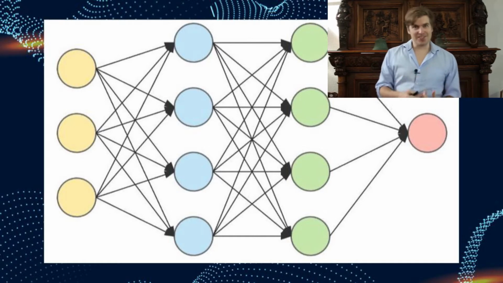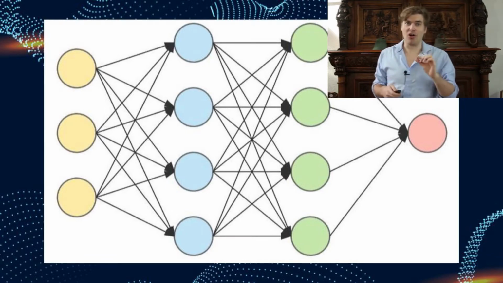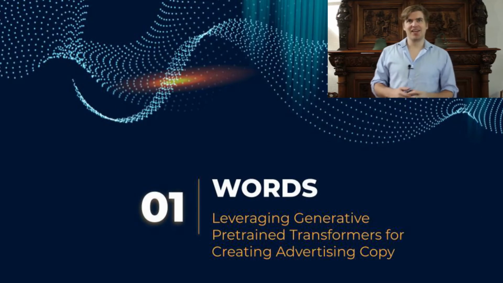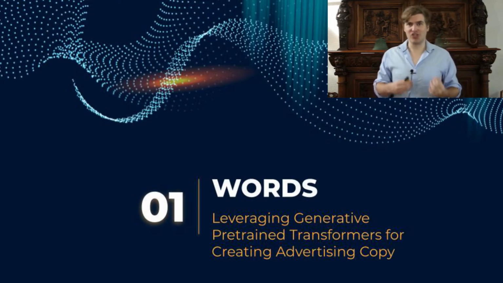So in this talk, when I say artificial intelligence, I am specifically referring to a type of artificial intelligence, a type of machine learning called deep learning. Okay, so first section, we're going to talk about words, leveraging generative pre-trained transformers for creating advertising copy.